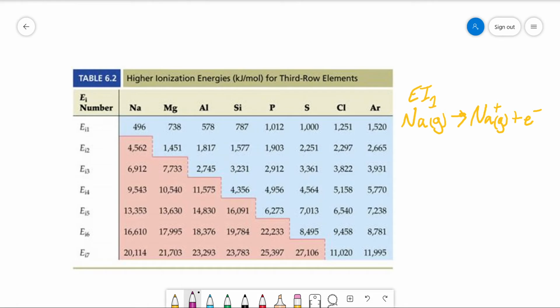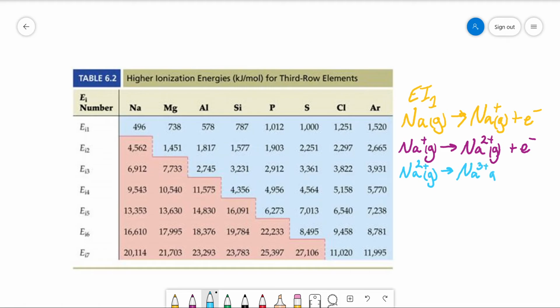Second ionization energy, we start off with the ion, and we still lose an electron, leaving us with a +2 charge. Okay, that's the second ionization energy. Third ionization energy, same thing. We start with that +2 charge, and we lose an electron. Each ionization energy, we are just losing one more electron.